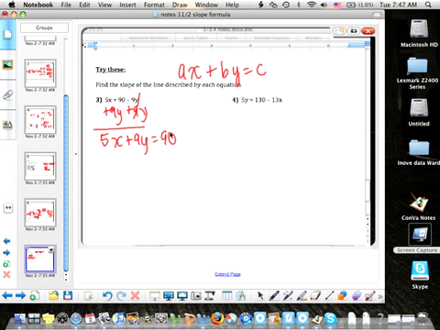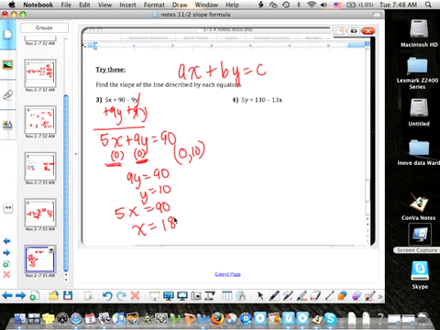I would do the intercepts method, plugging in a 0 here, plugging in a 0 there. Well, I said I wasn't going to do it. I'll do it real quick. I'm hoping my timer won't run out on me. So if I put in the 0 for x right here, 9y equals 90, therefore y equals 10. That would be my y-intercept. If I put in the 0 here, I get 5x equals 90, therefore x equals 18. So my x-intercept is 18, 0. If you plug those into the slope formula, 0 minus 10 over 18 minus 0, you get negative 10 over 18, which reduces to negative 5 over 9. That's your slope for this one.